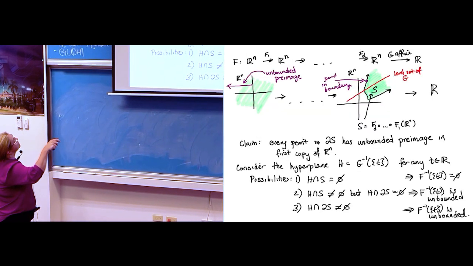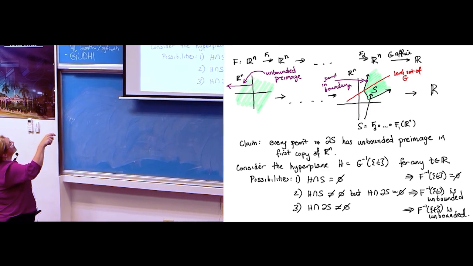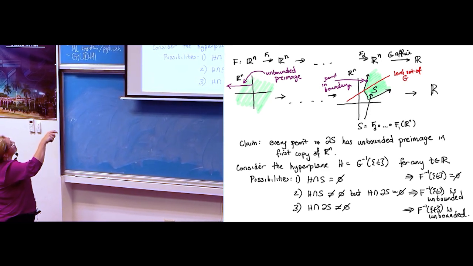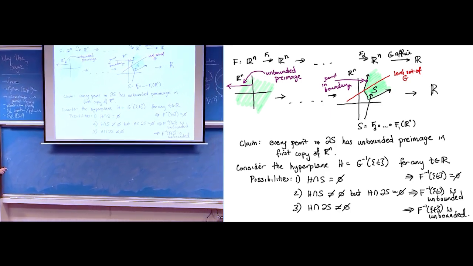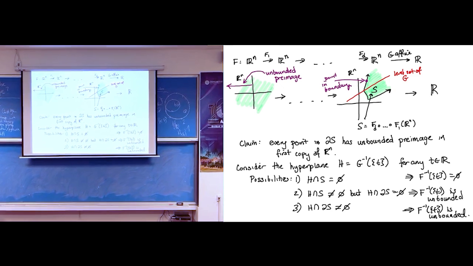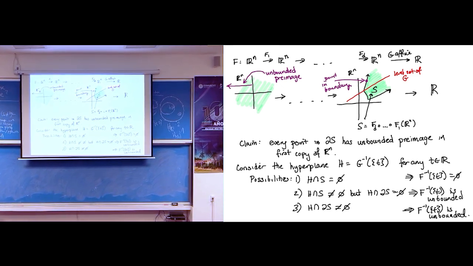Here's a picture. Here's my first copy of R^n. I take all of R^n and push it forward all the way through until you get here, and maybe now it looks like this green set. I'm going to call this set S. So S is the image of the domain under all the maps up until this point.